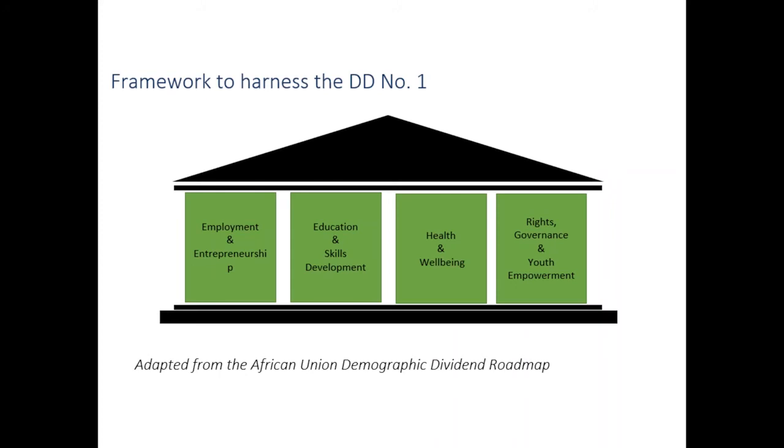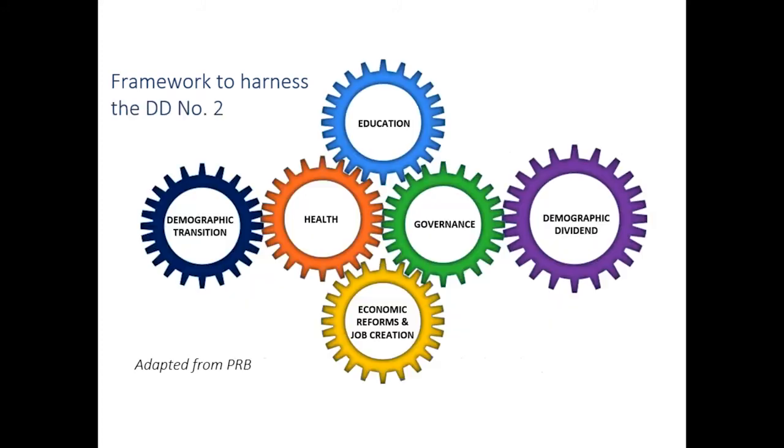So the roadmap is based on these 4 pillars. The first is employment and entrepreneurship, then education and skills development, then health and well-being, and within health and well-being is where they've subsumed family planning and reproductive and sexual health. And then you have rights, governance, and youth empowerment. So this is one of the frameworks for harnessing the demographic dividend. There's the next framework that has also been quite popular within Africa, and it was developed in conjunction with the Population Reference Bureau.